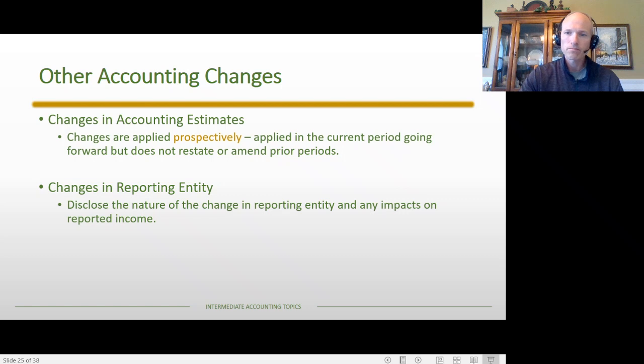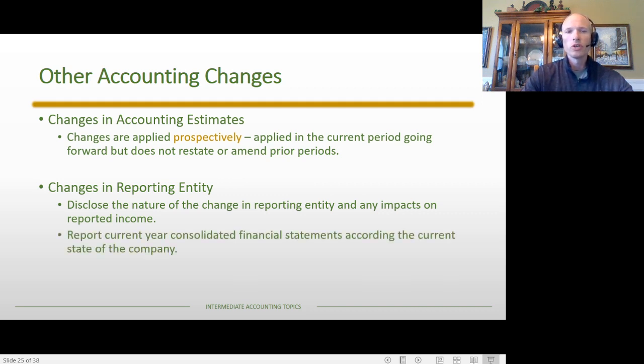All right. As far as change in reporting entity, those are usually pretty substantial changes, and so you do need to report the impacts on that. And so there's a lot of disclosure when it comes to changes in reporting entity. You do need to report the current year's consolidated financial statements using the current state of the company. And so, again, that can be a quite substantial change. The problems on the test won't be changes in accounting estimates, and it will not be a change in reporting entity.